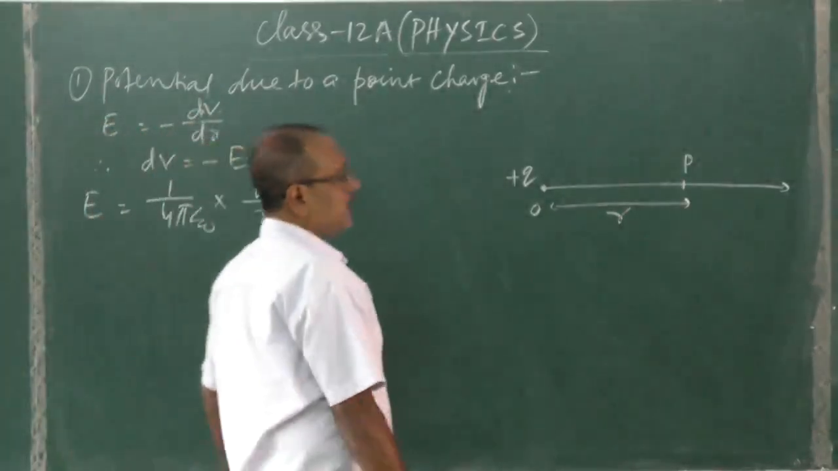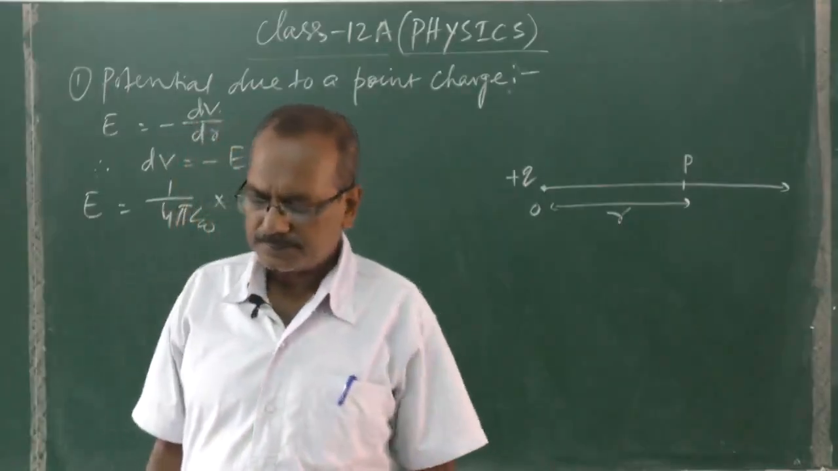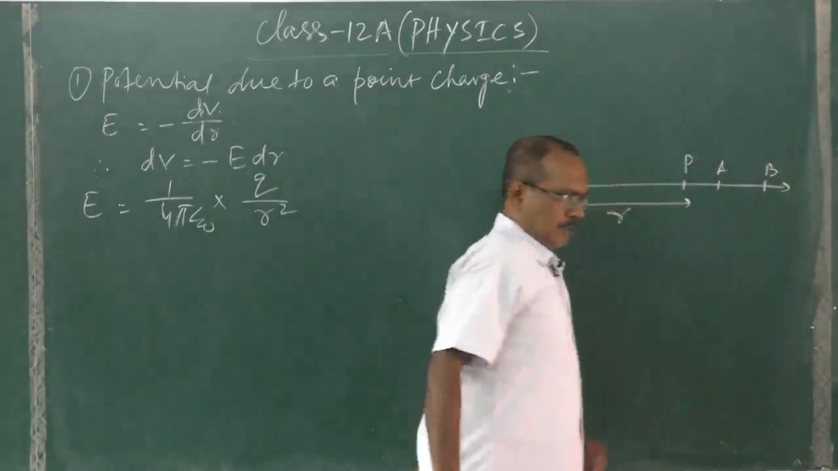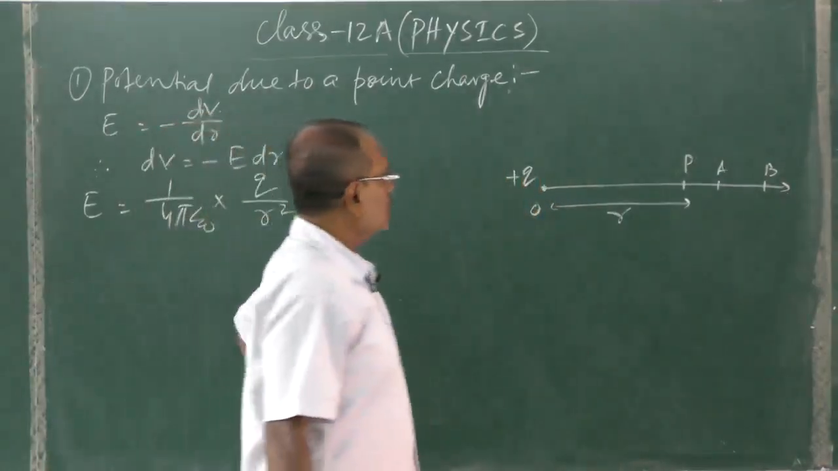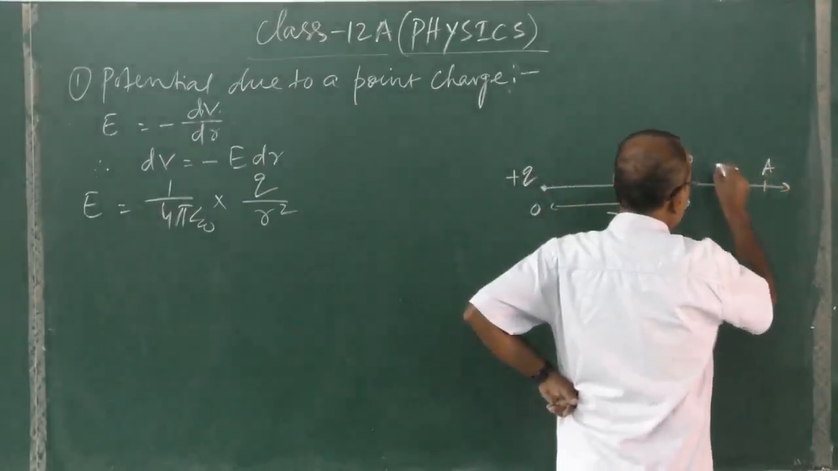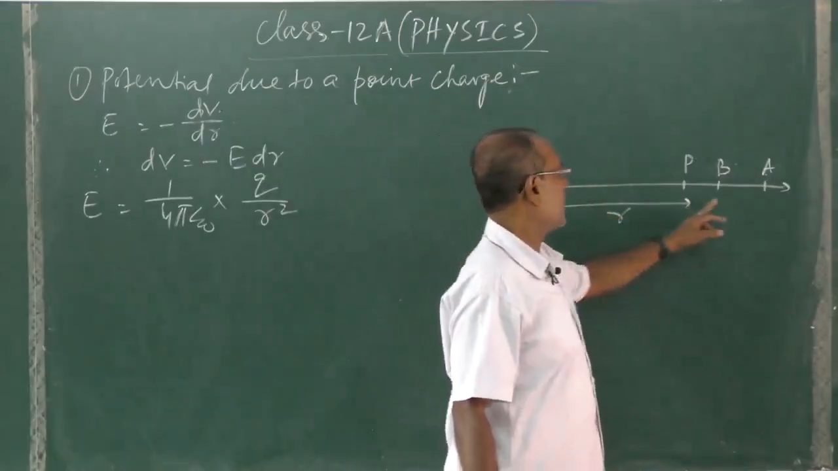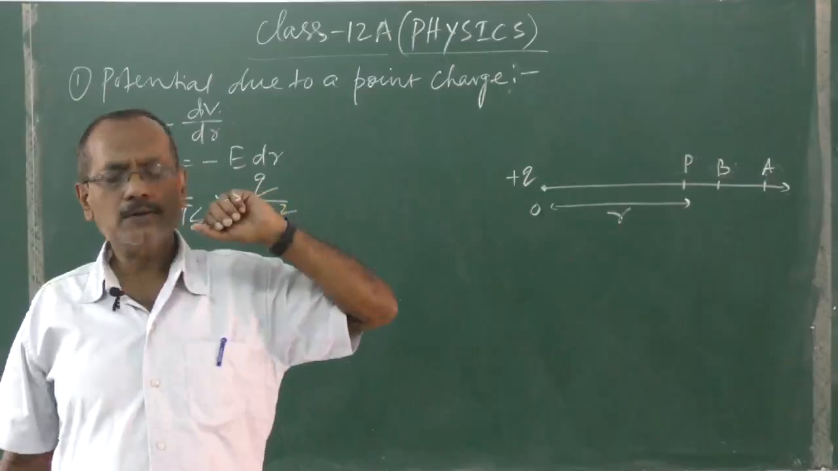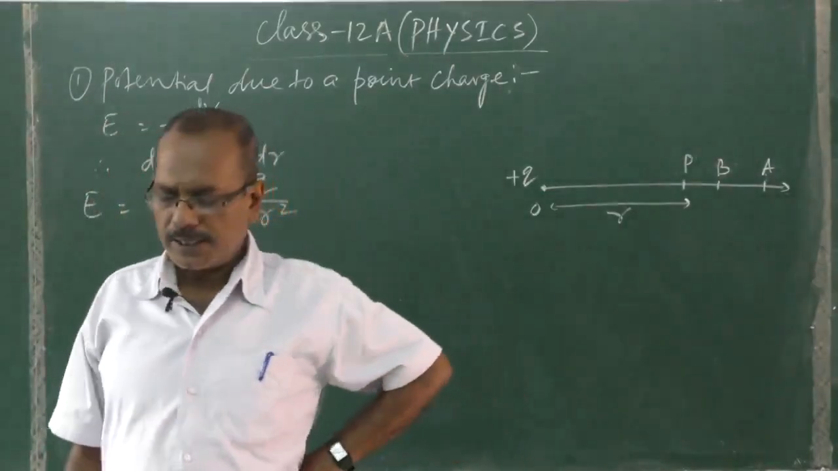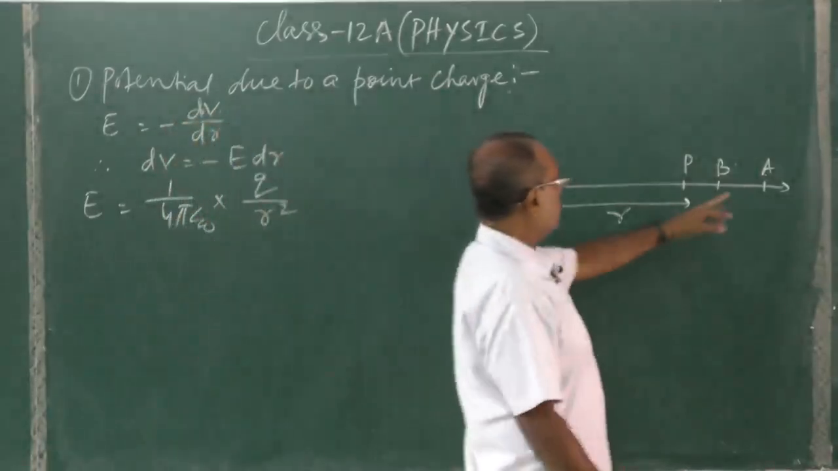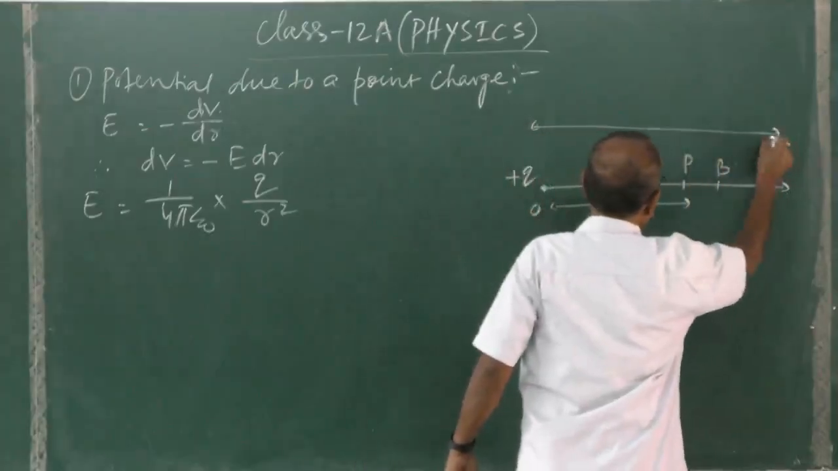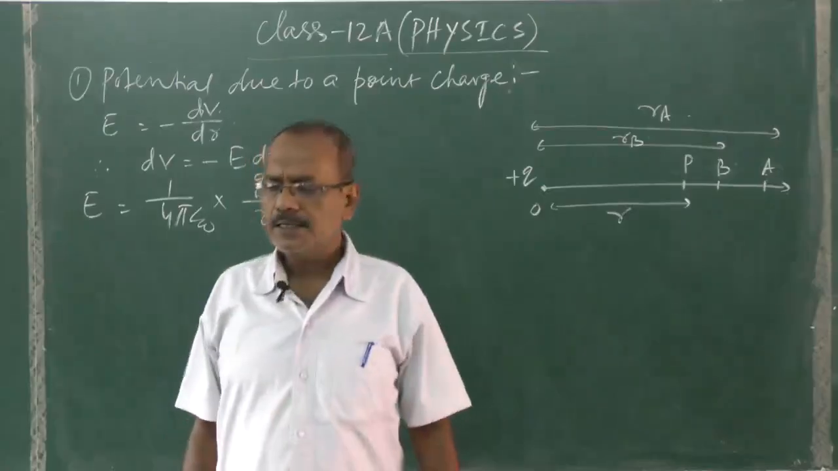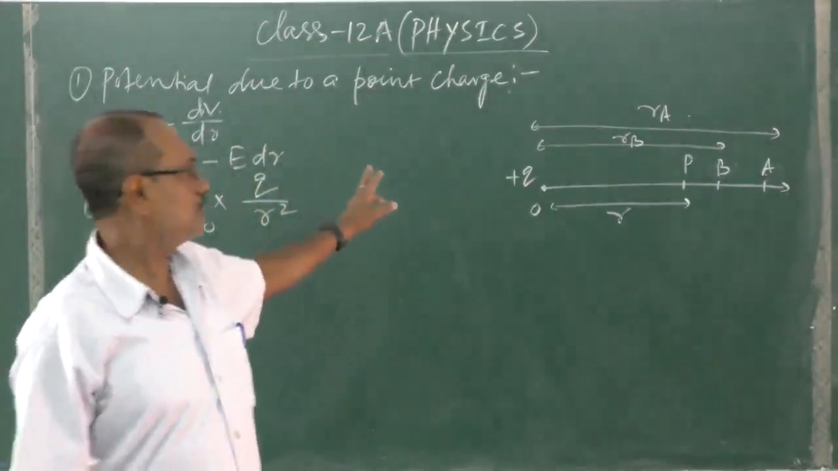Now here we are taking 2 points, A and B. This one is A and this one is B. The distance from O is RA for A and RB for B. Now we'll find out the potential difference between the points A and B at distances RA and RB from the charge plus Q kept at O.